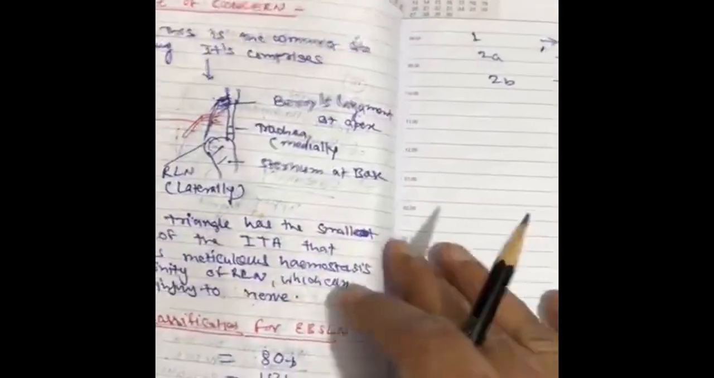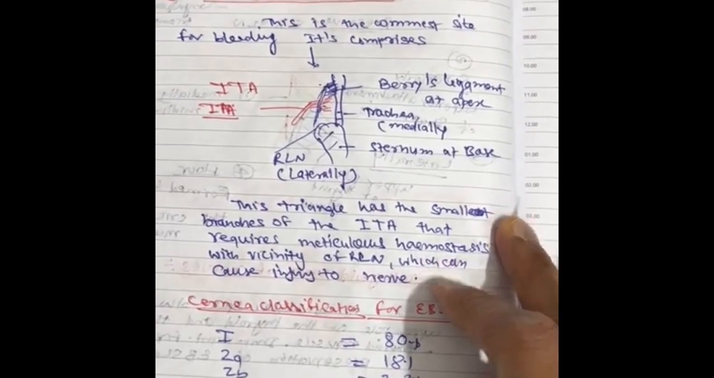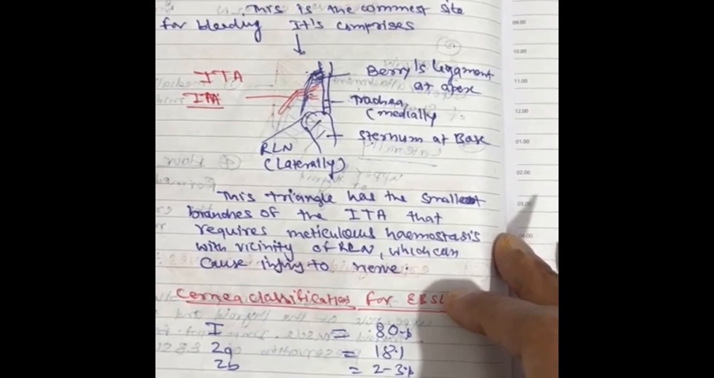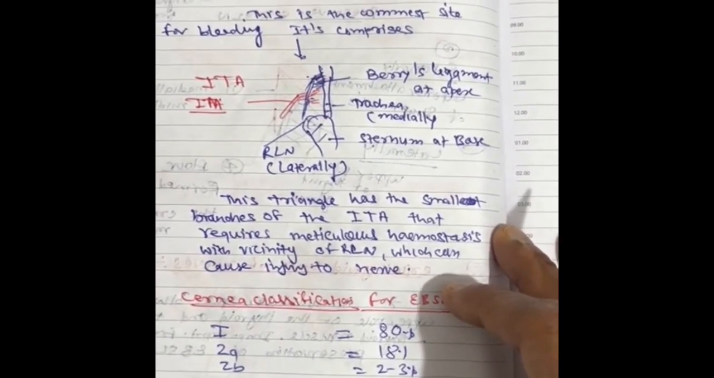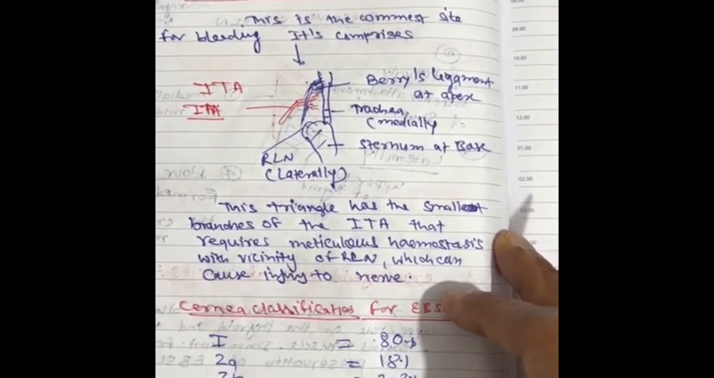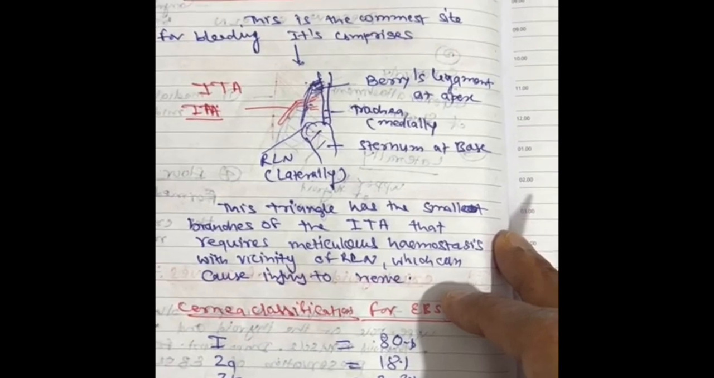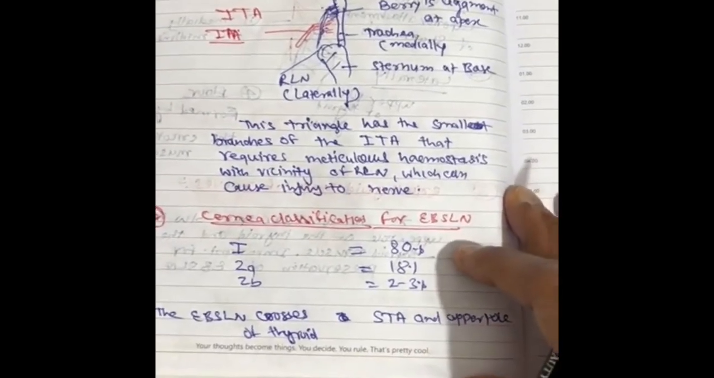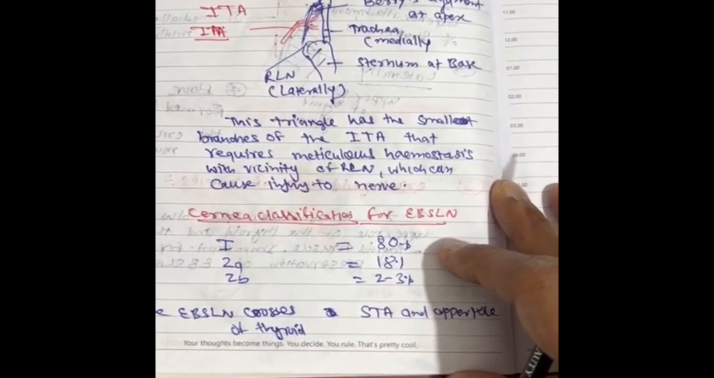Now the sixth triangle is the triangle of concern. This is for bleeding purposes. It is mainly branches of the inferior thyroid artery that require meticulous hemostasis. These small branches sometimes lead to bleeding. It is formed with the apex at Berry's ligament, medially the trachea and base the sternum, and laterally the ITA. The Cernea classification is for preservation of the external branch of the superior laryngeal nerve.